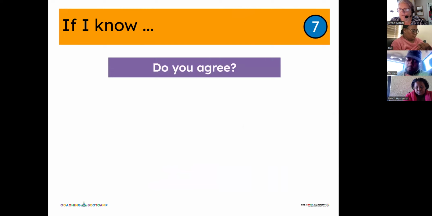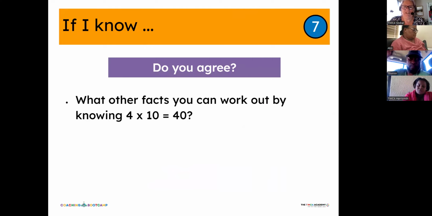Do you agree, first of all? 4 times 10 is 40. Okay, good start. Right, what other facts can you work out by knowing 4 times 10 is 40?